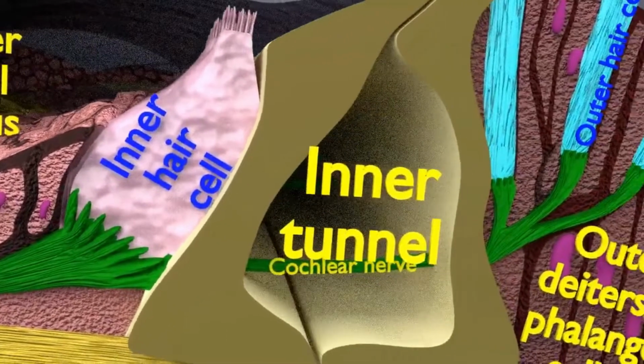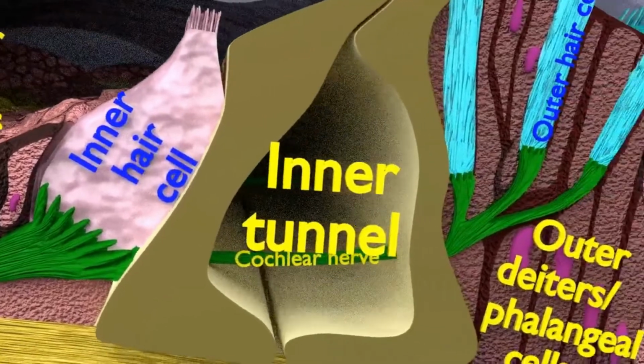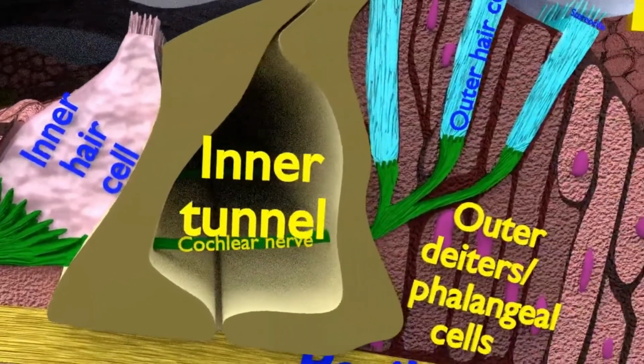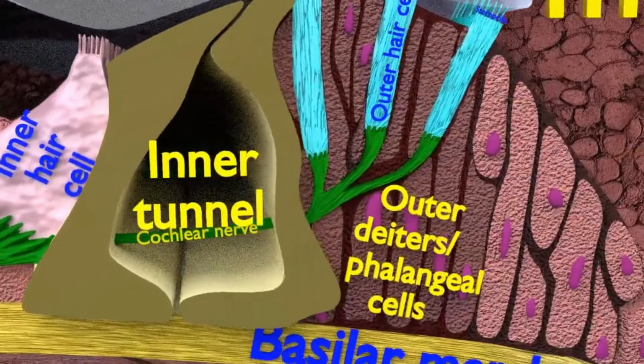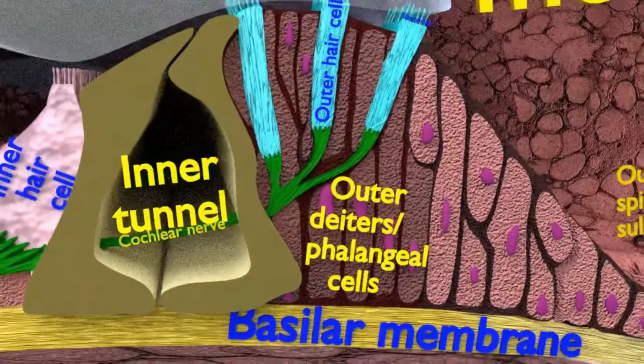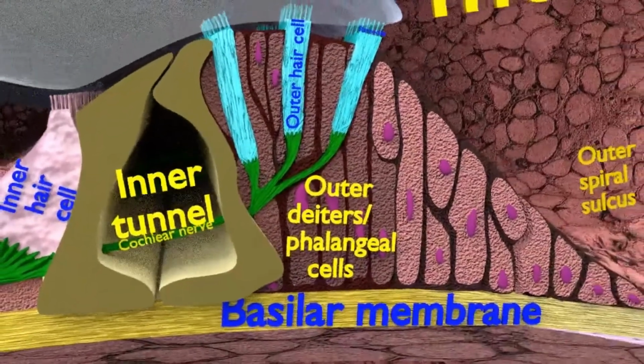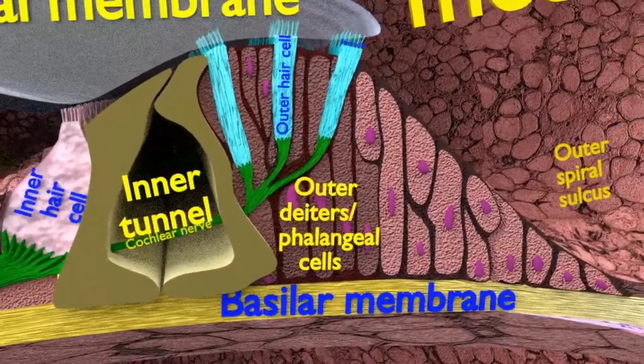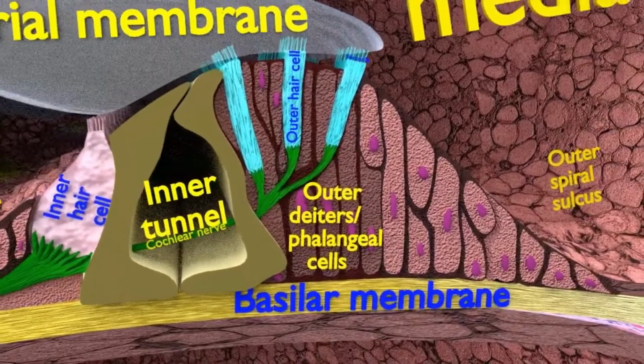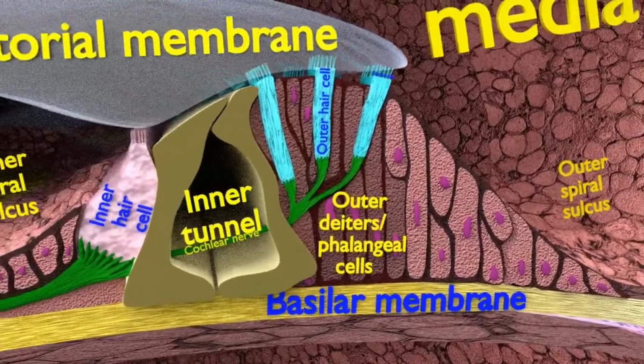The tunnel of Corti is the fluid-filled space, of approximately triangular cross-section, formed by the inner and outer rods of Corti and the basilar membrane, extending the length of the organ of Corti from base to apex.